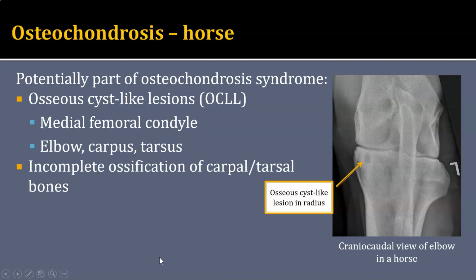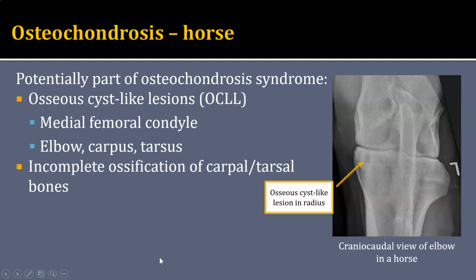The horse also forms osseous cyst-like lesions, which are potentially a part of the osteochondrosis syndrome, which is why we're going to talk about them in our presentations. And they very specifically and commonly affect the femur, specifically the medial femoral condyle, and then they can also be found in the elbow, the carpus, and the tarsus, sometimes in the larger bones, and sometimes in the carpal and tarsal cuboidal bones.